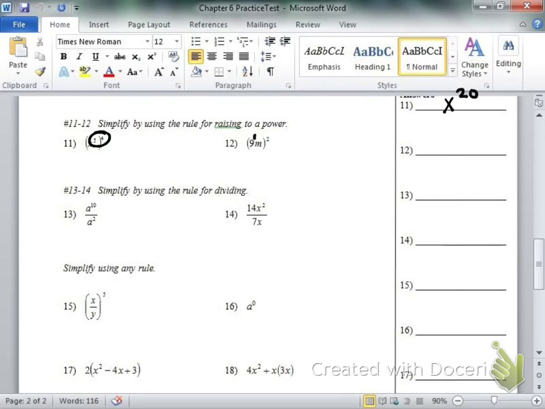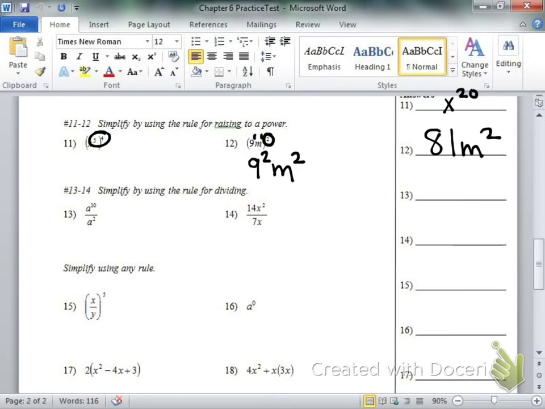Number 12 is one of those problems where if everything doesn't have an exponent, first you have to give it an exponent and then you multiply it by the exponent on the outside of the parentheses. So this is like 9 to the first, m to the first, all to the second. So you multiply each of these exponents, the 1 and the 1, by the 2 on the outside. So that would give us 81, because you can actually do the 9 squared. You can type it into the calculator. And then the m to the second stays m to the second.